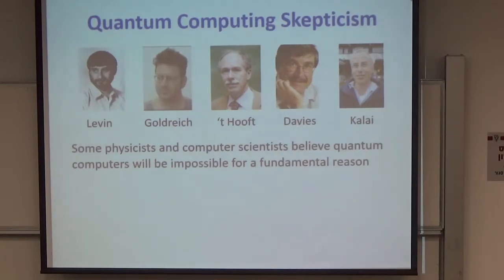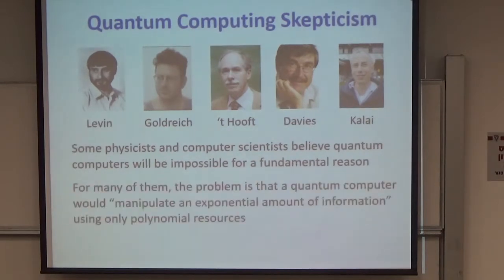I've tried to understand, okay, let's say we interpret their position to be, maybe you can do it with 50, maybe you can even do it with 1,000, but at some point it has to break down, right? So why do they think that it would have to break down at some point? Well, for many of them, the problem just seems to be that a quantum computer would manipulate an exponential amount of information using only a polynomial amount of resources, like time and space, and that feels to them like cheating.